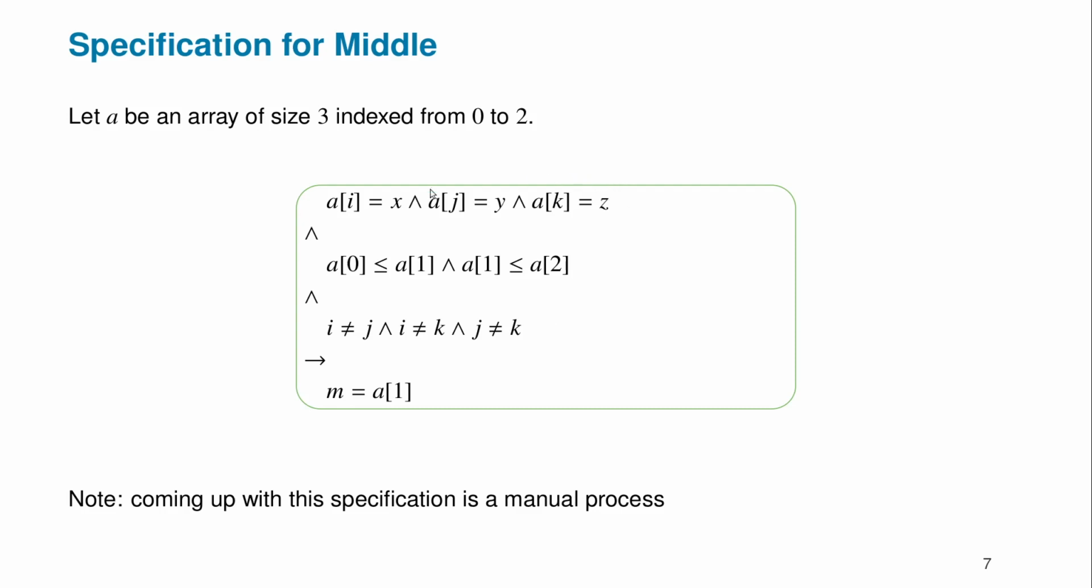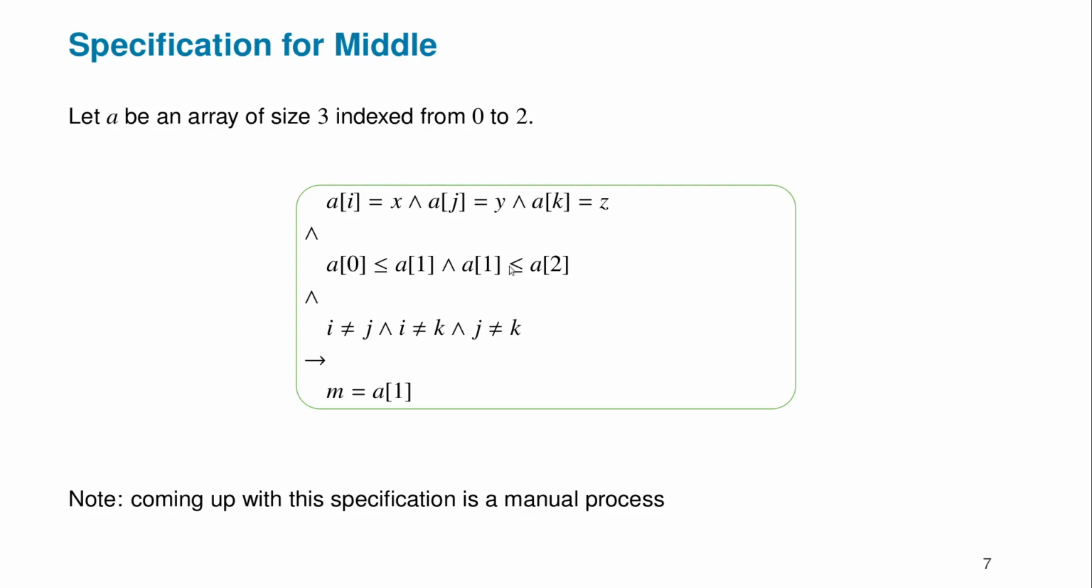So how can we describe the problem in terms of a logical formula? Now we can say, okay, we have an array, and the array has three positions: position i, position j, and position k. At position i, the array should have the value of x. At position j, it should have the value of y. And at position k, it should have the value of z. So we have the three numbers in the array.